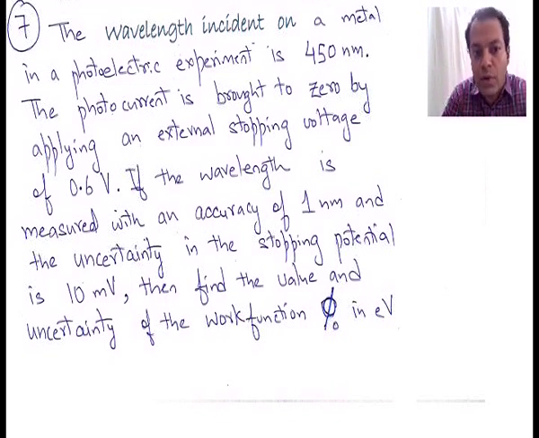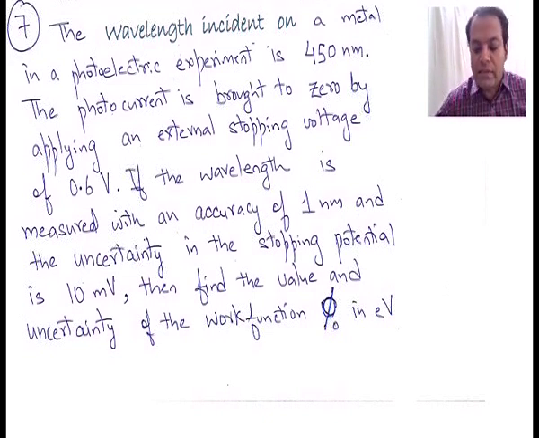Again, you are using a device to stop the electrons by applying a certain voltage, and this device would have some resolution. You cannot arbitrarily apply 0.6000 and so on. There will be a certain resolution where you have to limit yourself, and we call this the uncertainty in the voltage. So that is 10 millivolt. Find the value and the uncertainty of the work function in electron volts.